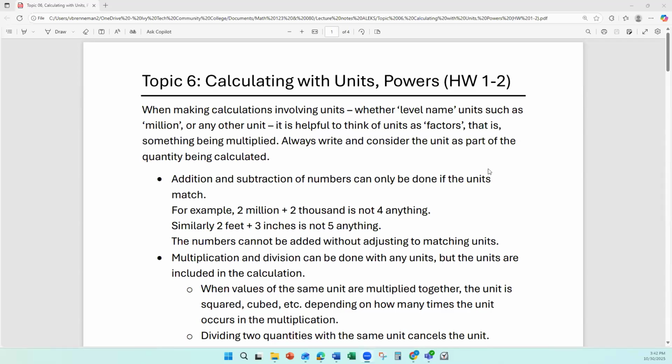All right, topic 6, going to go over the practice problems for this topic. This is looking at using units, looking at how units interact with each other when you're making calculations, using units to help determine what the correct calculation is that should be made, as well as doing calculations involving powers, which function similarly to units.